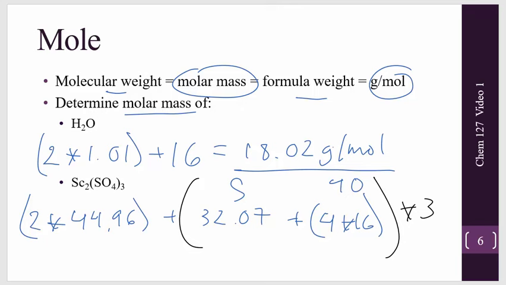When you plug this all into your calculator, there are no real significant figure issues here. So it's 378.13 grams per mole. One mole of this particular compound would contain 378.13 grams. So this would be our conversion factor for this particular compound. We can use these molar masses to go through different types of problems to find the different units present.